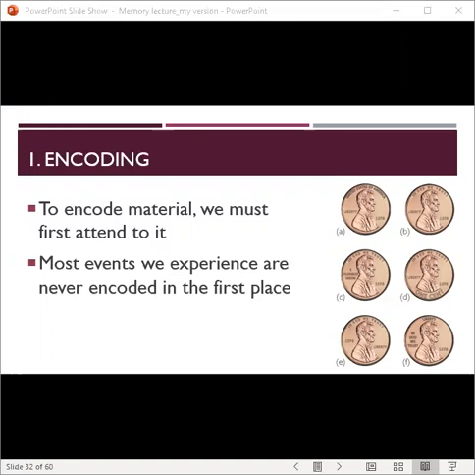When we do encode events, sometimes only some of the details of the experience actually make it in. So this explains why sometimes even after meeting someone a few times, you still can't remember their name. Perhaps you were attending to other parts of the event, and in the encoding process, their name just never quite made it through. So that's an important note. To encode events, we must first attend to or pay attention to them.